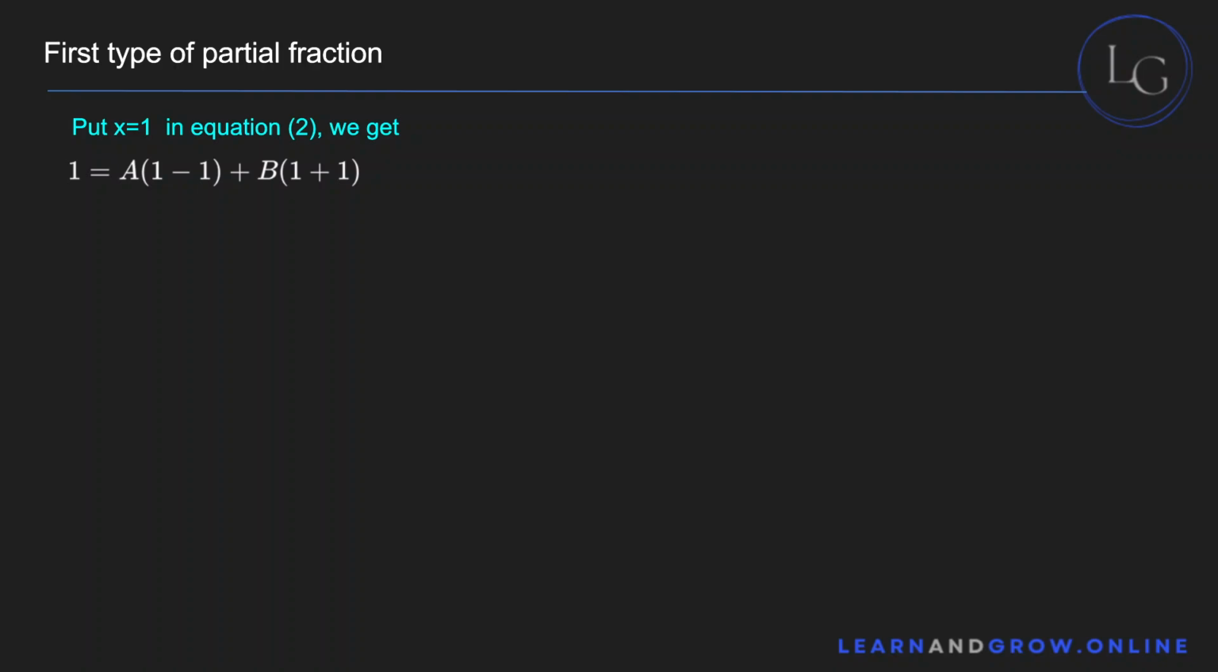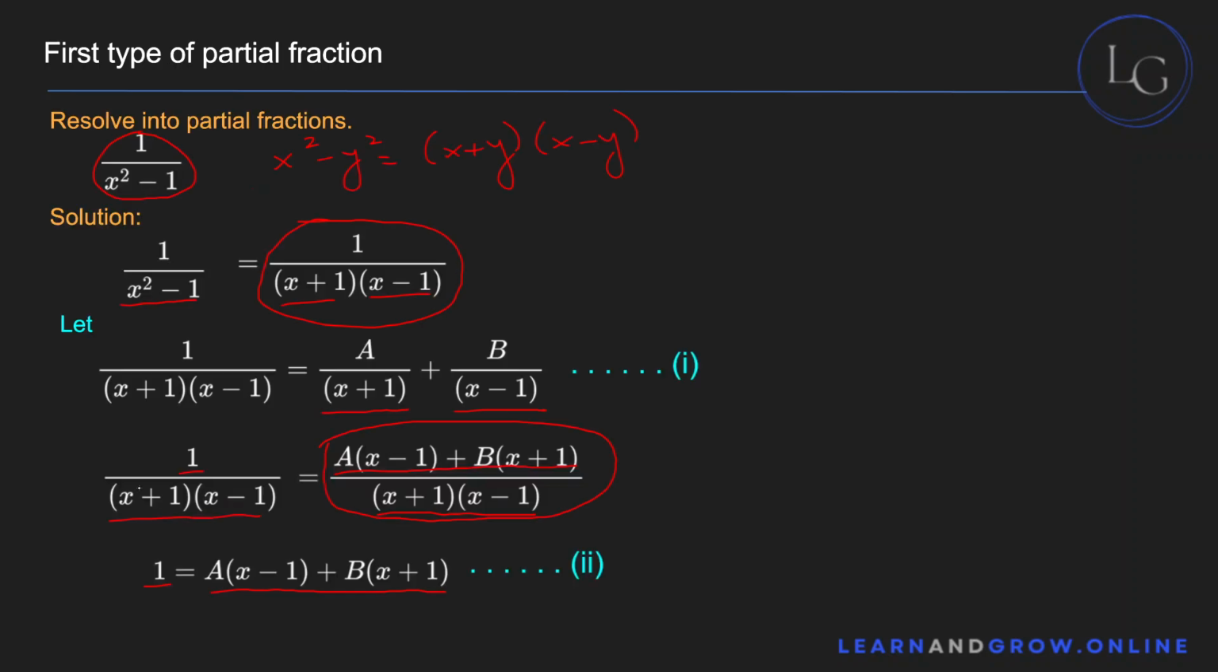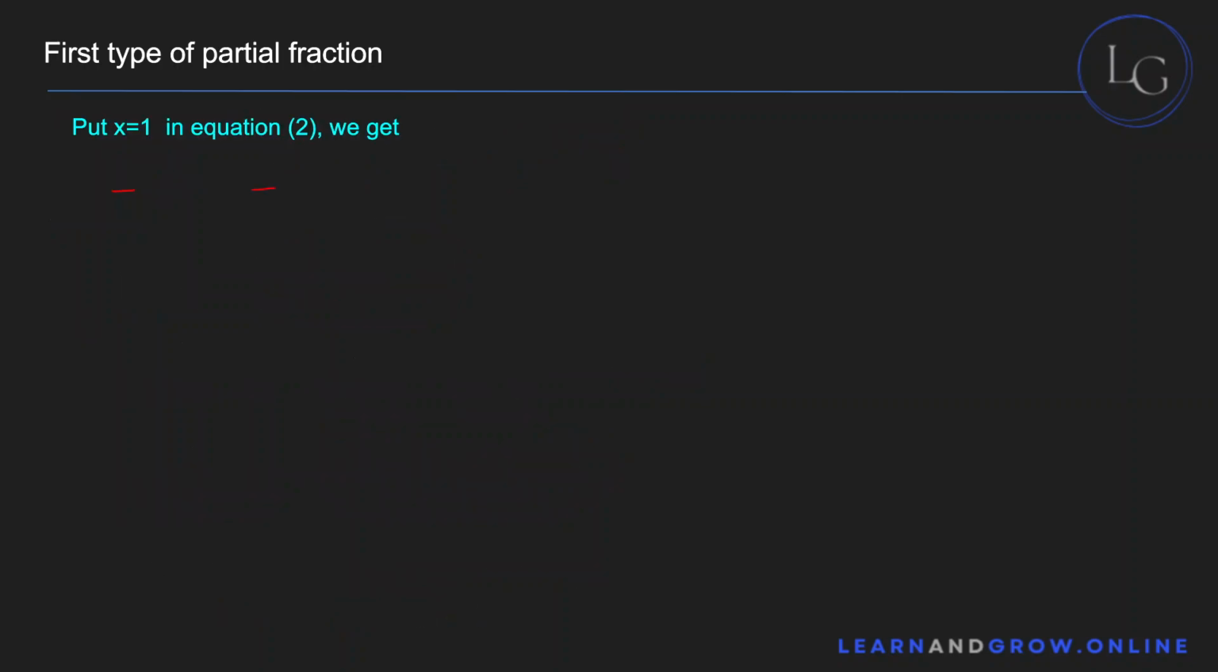Now what you need to do is eliminate one of the two variables, a and b. So let's eliminate a first. How will you do that? Look at this. Over here, the a is being multiplied with x minus 1. So you need to make this expression equal to 0. How will you do that? Well, you'll put x minus 1 equal to 0, and that will give you x is equal to 1. So you need to put in x is equal to 1.